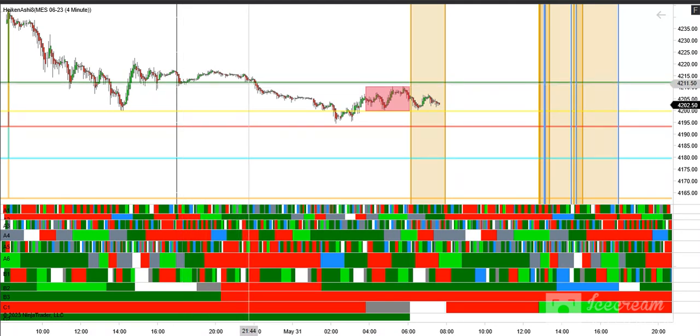Went into the low volatility part of the overnight, traded down, broke the yellow line that time, came down just about to the red, and then bounced back up. So that is one of the price projection tools.